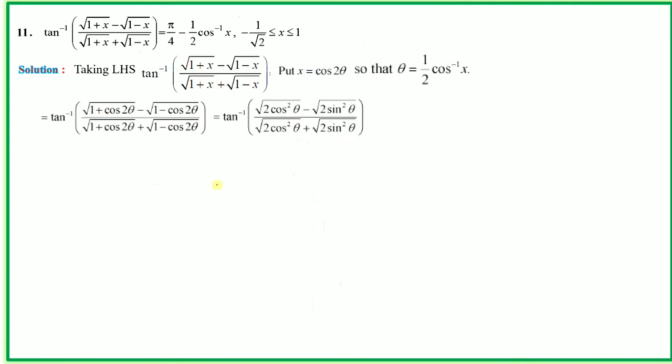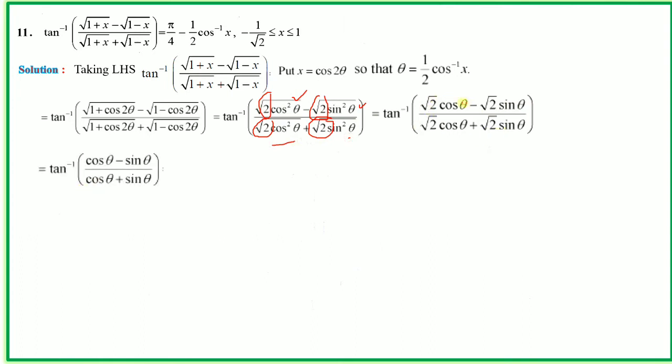Now root 2 we are taking common from here and from here also, so that will cancel between numerator and denominator. Before that, root 2 is outside: square root of cos square theta, and square root of sine square theta, so cos theta and sine theta. Next step, root 2 taken common and cancelled, and we have cos theta minus sine theta upon cos theta plus sine theta.